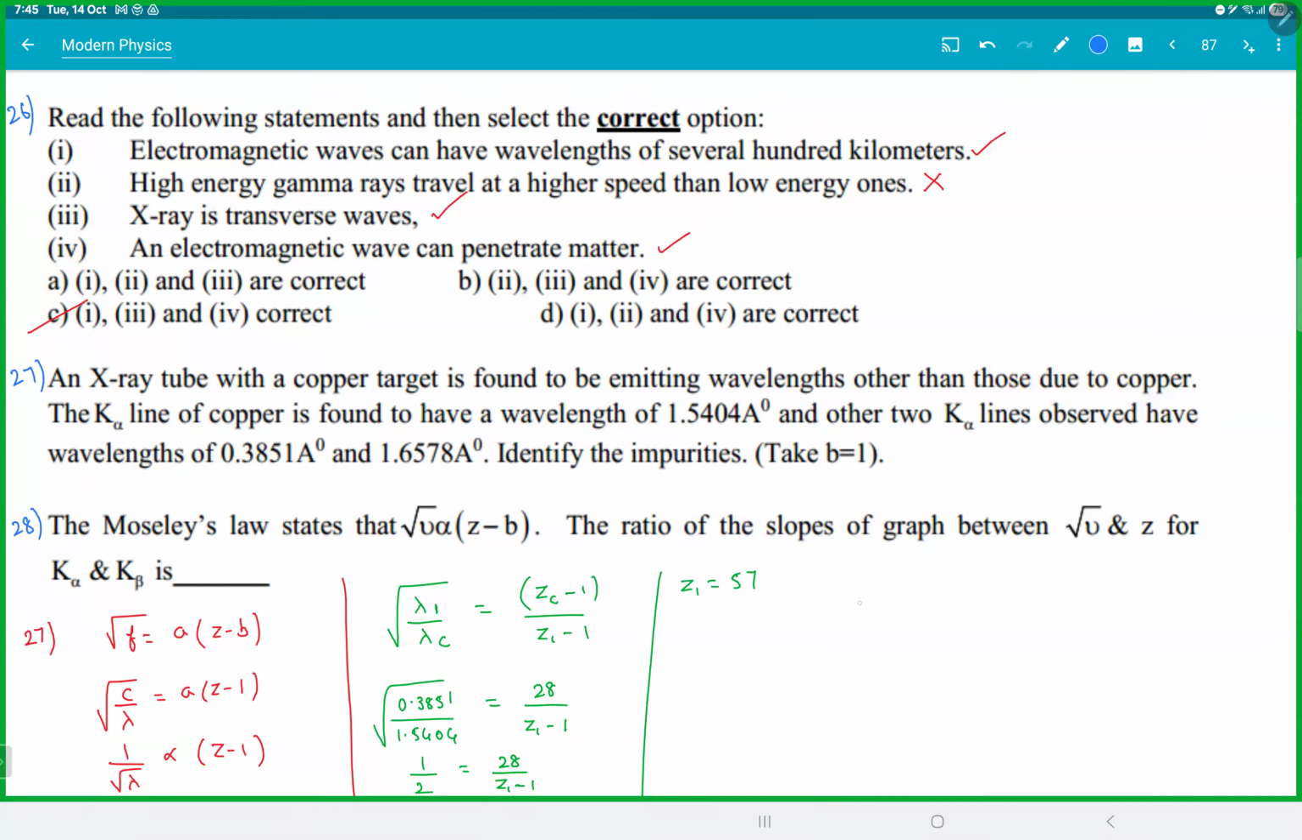And similarly for the other guy, it will be root over lambda 2 by lambda copper. Same story, Z copper minus 1 by Z2 minus 1. So lambda 2 will be 1.6578 by, I'm not sure how you will solve that though. This is 28 by Z2 minus 1. I will get Z2 from here, I'll leave it to you. There, Moseley's law. You just put in the formula, you get the answer. 28. This thing I just showed you in an example.